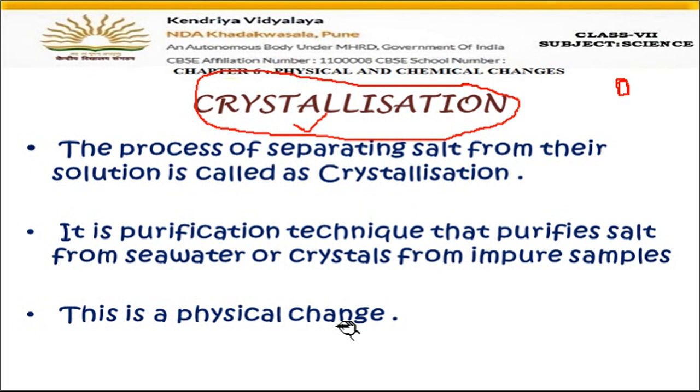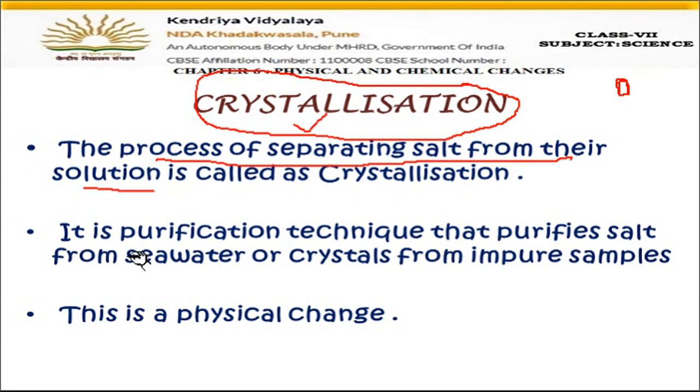So what is crystallization? The process of separating salt from its solution. Fine. What are we separating now? We are separating salt from its solution. Like when salt is mixed in water, it becomes a solution. So how to separate salt again from water? That process is called the crystallization process. Separating salt from its solution is called crystallization.